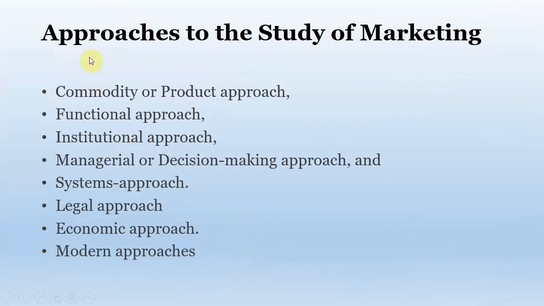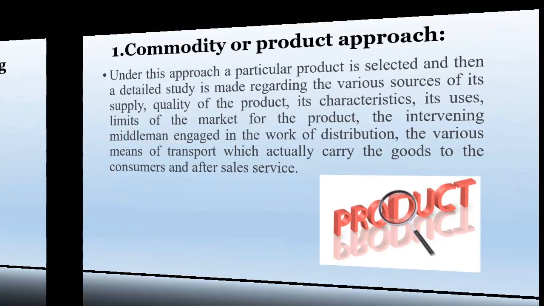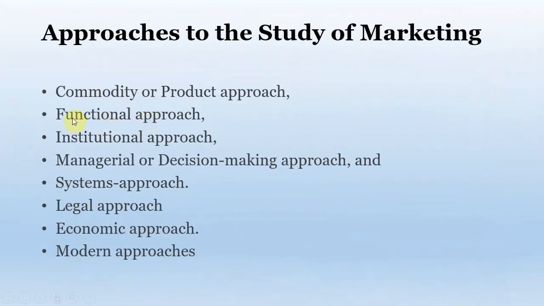First, the approaches to study of marketing, that is commodity or product approach, functional approach, institutional approach, managerial or decision making approach, system approach, legal approach, economic approach, and the last one, modern or scientific approach. So in today's video we will cover only three topics. First one, commodity or product approach, then functional approach, and then institutional. Rest we will cover in our next video.